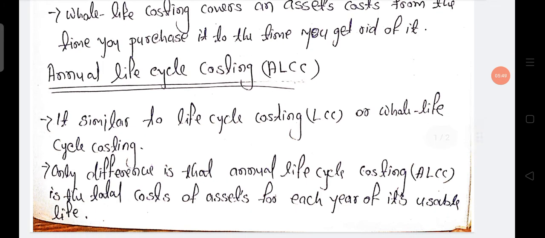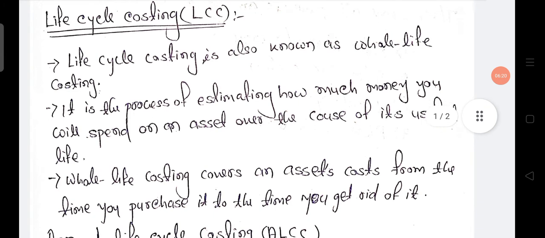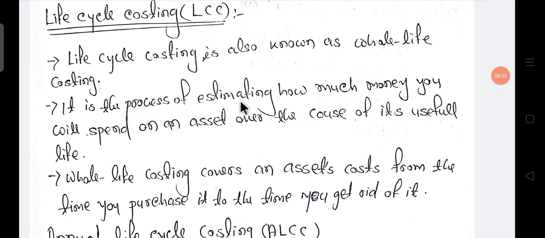Then the third one is annual life cycle costing. It is similar to life cycle costing, or whole life cycle costing. The only difference is that annual life cycle costing is the total cost of the asset for each year of its usable life. Life cycle costing calculates the total amount needed for the whole life of that asset, from buying time to the selling of that machine.